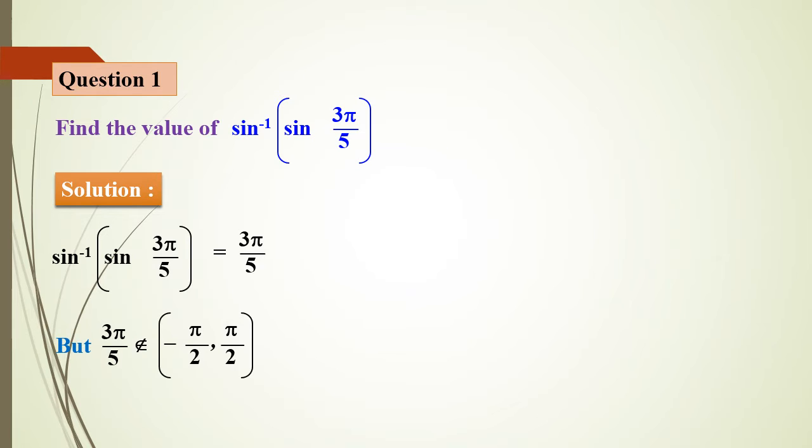If sine inverse and sine cancel, just 3 pi by 5 will remain. But 3 pi divided by 5 never comes under the range of the sine inverse trigonometric function, that is minus pi by 2 to plus pi by 2. Therefore, 3 pi by 5 does not belong to this range. So how are we going to simplify then?